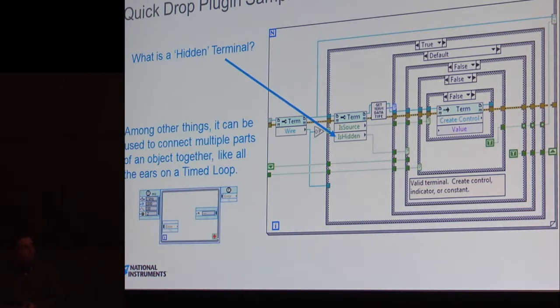Well, a hidden terminal is something that you guys are never going to see unless you're doing scripting. You see the ears on the time loop? Those ears are connected to the time loop itself by something called a hidden terminal. You don't ever see it, you don't ever interact with it, but I'm pretty sure you don't want my quick drop plugin messing with them whenever you're using Control Space, Control D, right? So that's an example of something that we just kind of have to know about when we work on scripting stuff. Hidden terminals.